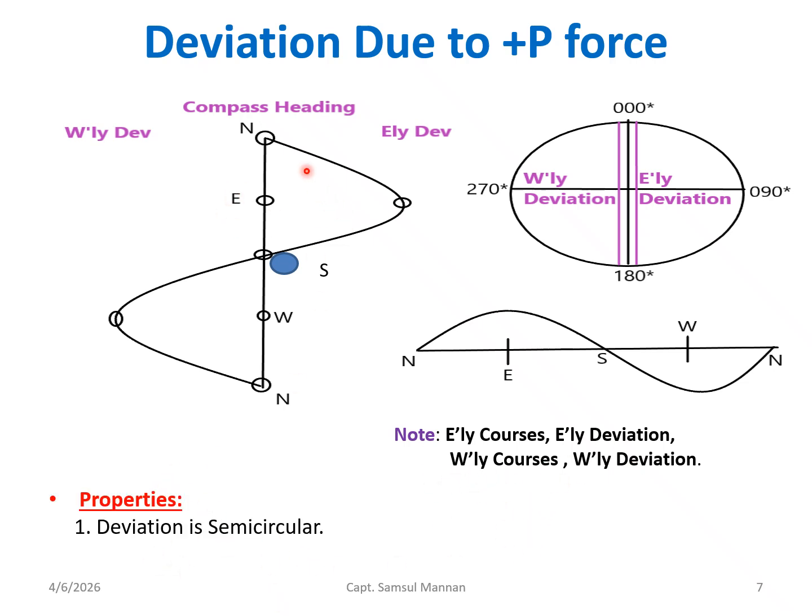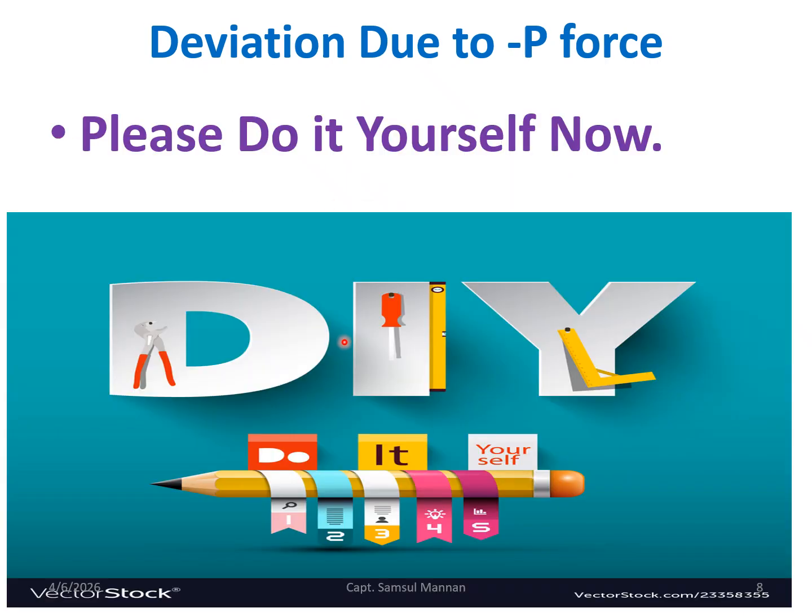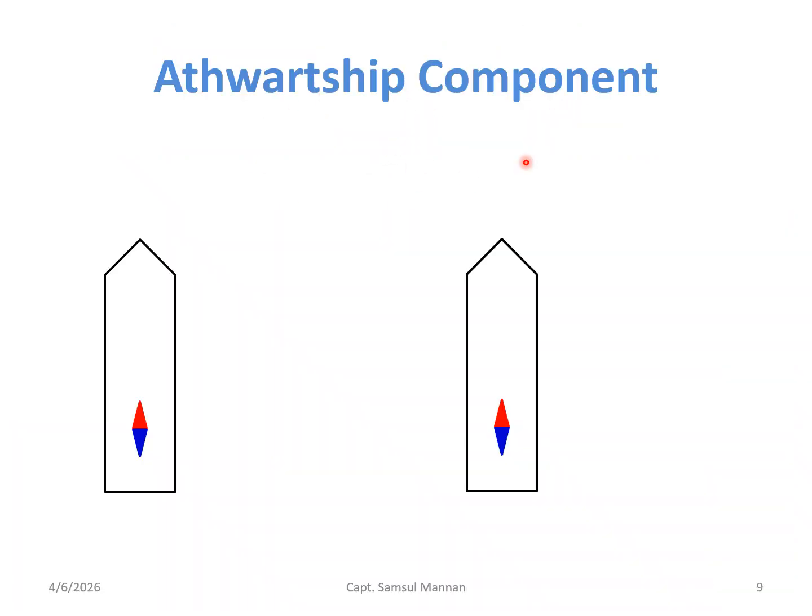And this deviation, as it is like half of the circle, we call this a semicircular deviation, and deviation varies as sine compass course, right? So this is the effect of plus P force on the ship's compass needle, and I want you guys to please make a deviation curve for minus P force.